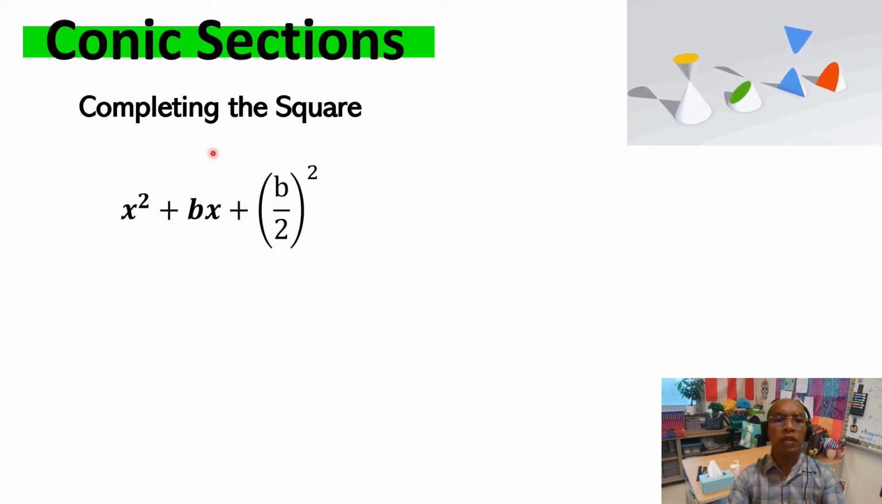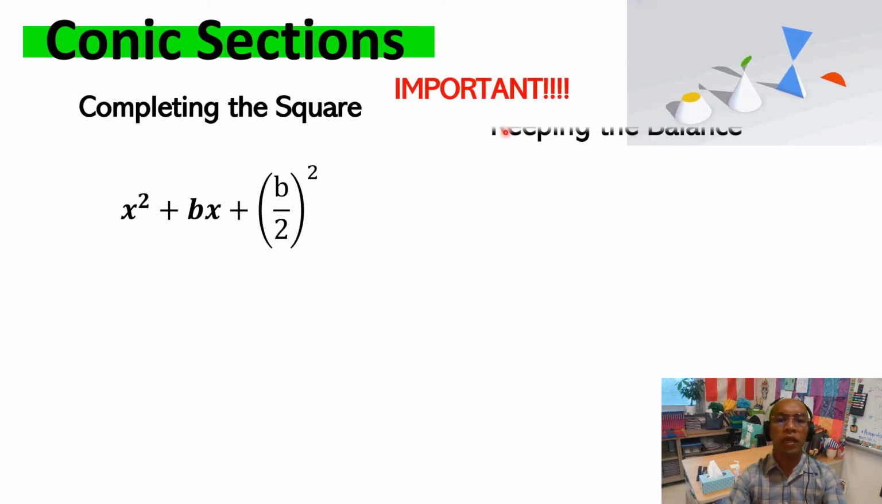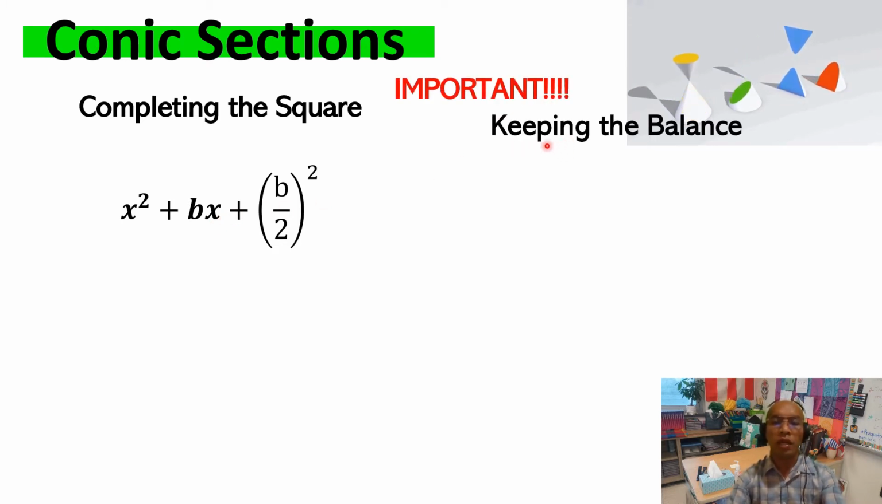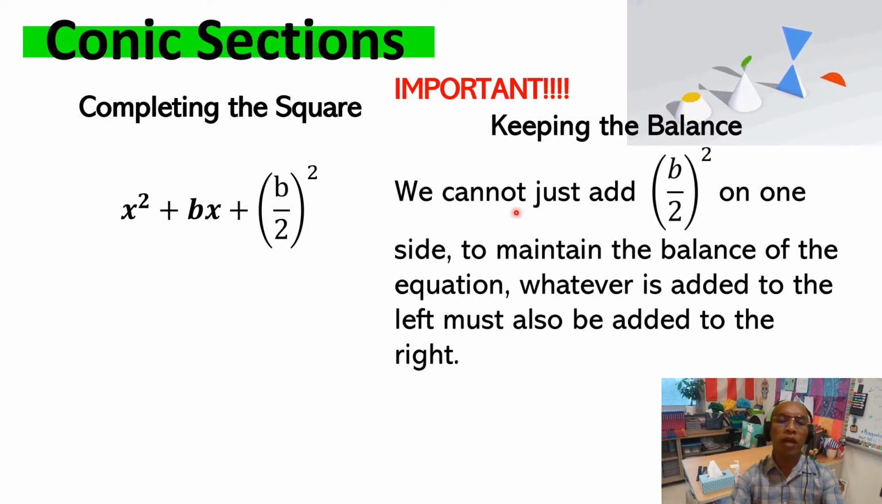Now, in completing the square method, we have to bear in mind that we are working with an equation. Hence, to maintain the balance of the equation, if we add b over 2 quantity squared at the left side of the equation, we must add the same expression at the right.